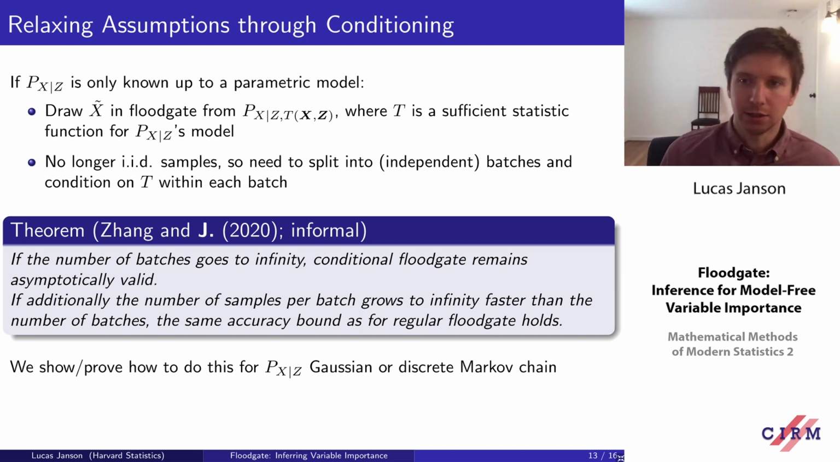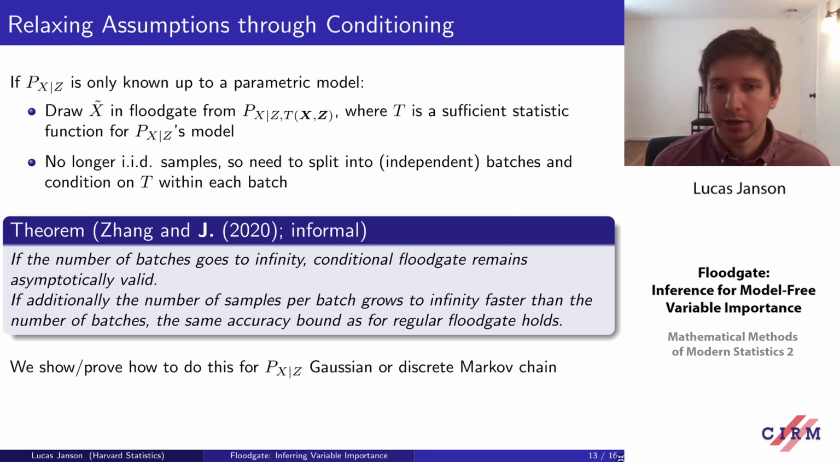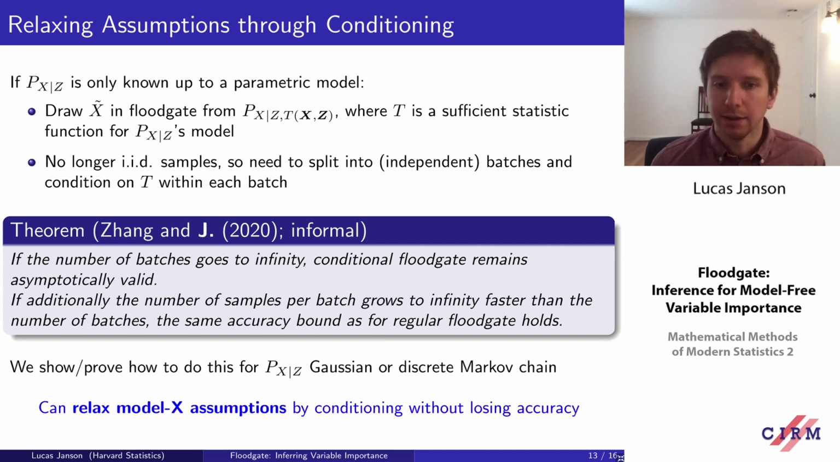What sufficient statistic to use is going to depend on the model, and it's definitely not always going to be possible. We show how to do this for x given z being Gaussian or a discrete Markov chain, and I think the high-level message here is that we can, in some cases, relax the Model X assumptions by conditioning on a sufficient statistic, and we actually don't really have to lose much in the way of accuracy.